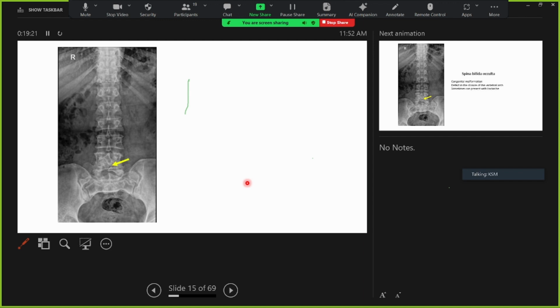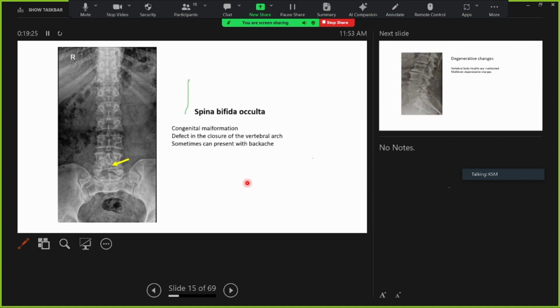So that is the abnormality, spina bifida. This is actually a congenital malformation, a defect in the closure of the vertebral arch. Sometimes they can present with backache. Actually, that girl had only that as the positive sign. All the other investigations were negative.